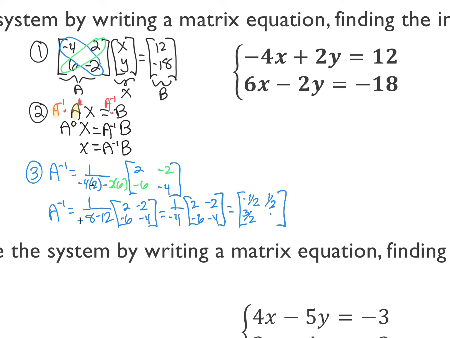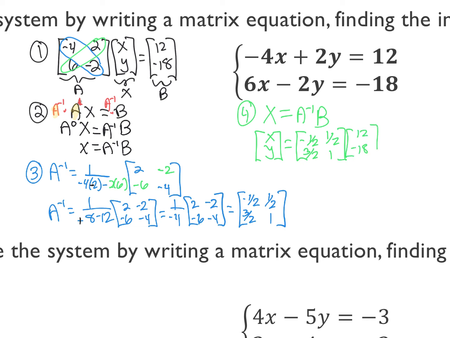So all that we do next is, if we know x equals A inverse B, that means our matrix X from step 1 is xy equals, we'll have our matrix, our inverse matrix for A. And we're going to multiply that by what the system equals, 12 and negative 18. Okay, so then it becomes just a multiplication problem.